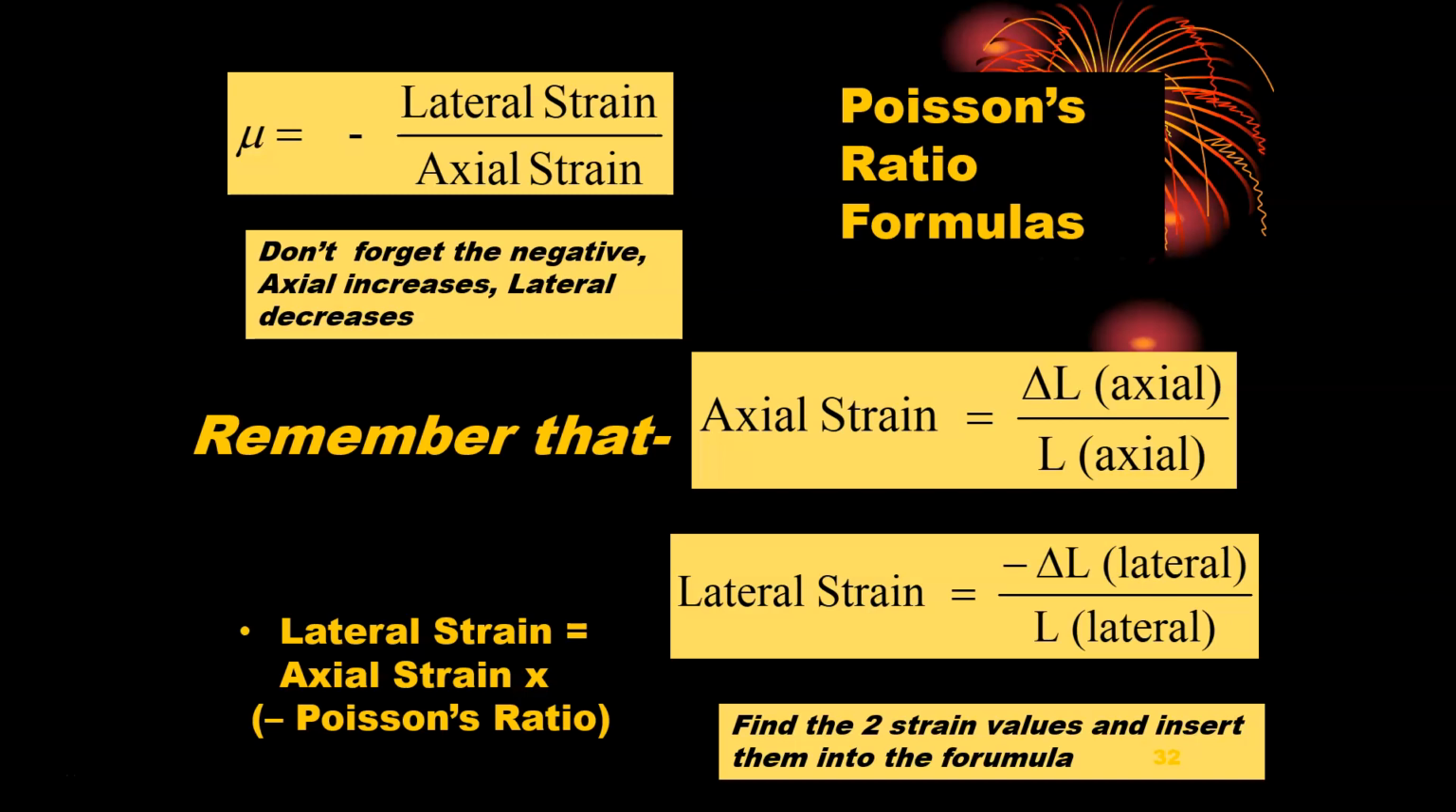Now we use the lateral strain to find the lateral deformation in Y and Z. So lateral deformation in Y is the lateral strain times the original length. So we have negative 0.007 times 0.75. That lateral deformation in Y is negative 0.00525, or we can round it to negative 0.005, or negative 5 thousandths.